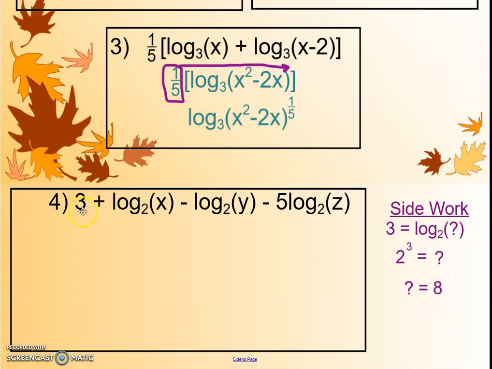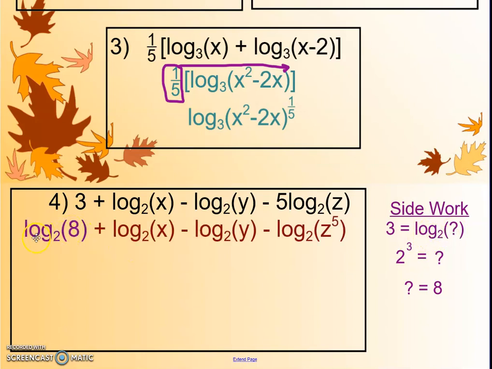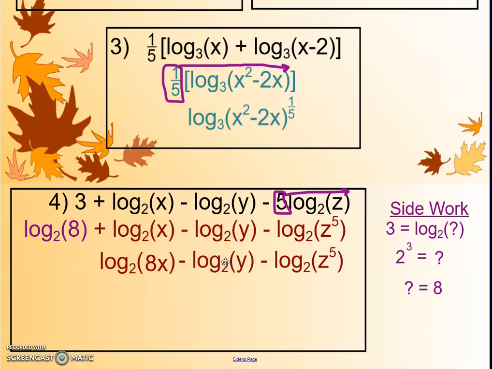And so over here, how do I write 3 as a log base 2 of something? It's simply log base 2 of 8. And all these other logarithms just come right down, except you'll notice I did use my power property here to take this 5 and move it on up. Now, let's handle this left to right. So this is the product property. It's log base 2 of 8x. And I'm just going to bring these down.